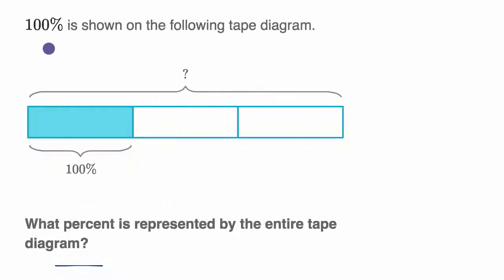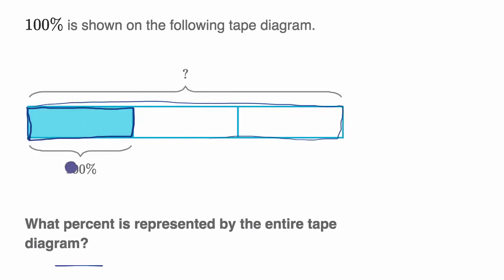Here we're told 100% is shown on the following tape diagram. So just this amount right over here is 100%. And then they ask us what percent is represented by the entire tape diagram. So by this entire thing right over here. Pause this video and see if you can answer that.